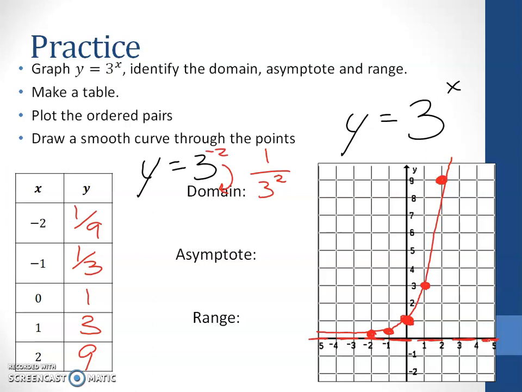So that's our first example of an exponential function that we're exploring: y equals 3 to the x power. This is what we got here. Some things that we should probably notice: what are some points on there? We've got the point 1, 3.